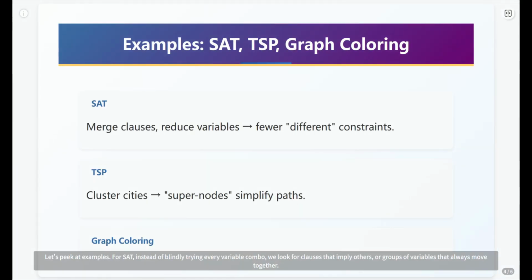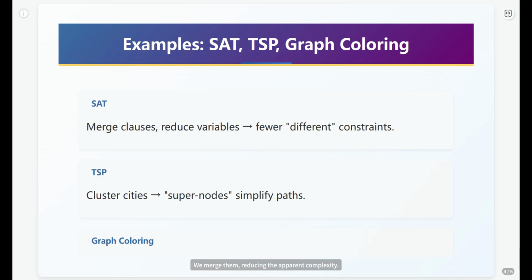Let's peek at examples. For SAT, instead of blindly trying every variable combo, we look for clauses that imply others, or groups of variables that always move together. We merge them, reducing the apparent complexity. For TSP, if cities cluster geographically, maybe treat each cluster as a single point initially, then refine. For graph coloring, recognize symmetrical parts of the graph, solve one type, apply it everywhere.